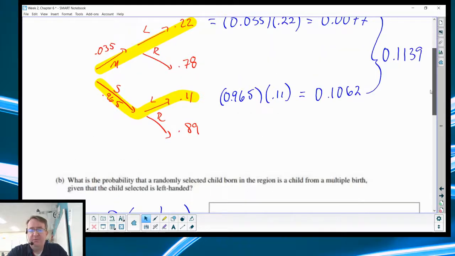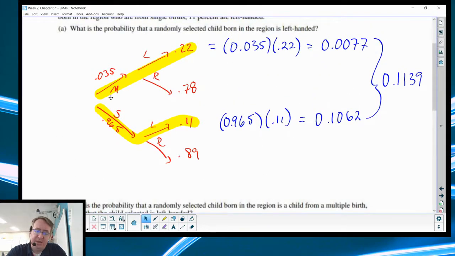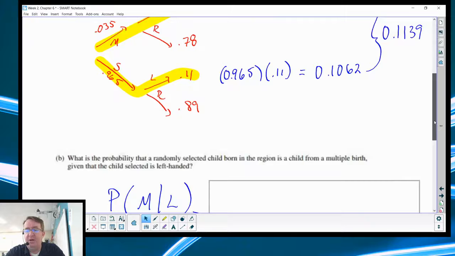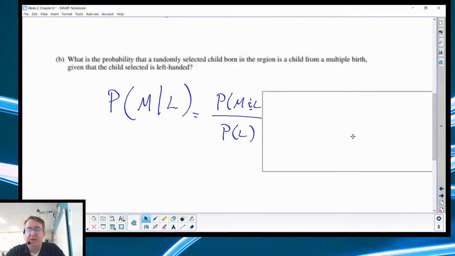When we do that, if we look back up here, we're only caring about the people in these yellow lines. These other people we're not going to worry about. Why? Because we know we picked a left-hander. Those people are right-handed. We're not going to mess with it. So that means the population we pick from has a chance of 11.39%. Instead of being 100%, that is going to be our bottom denominator.